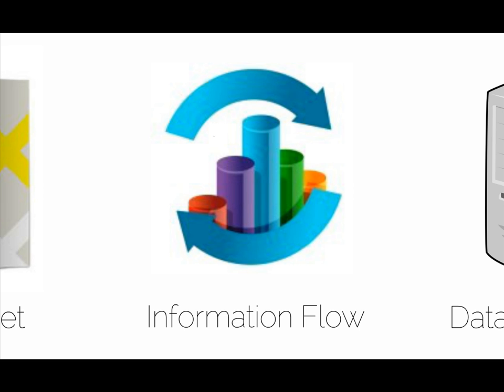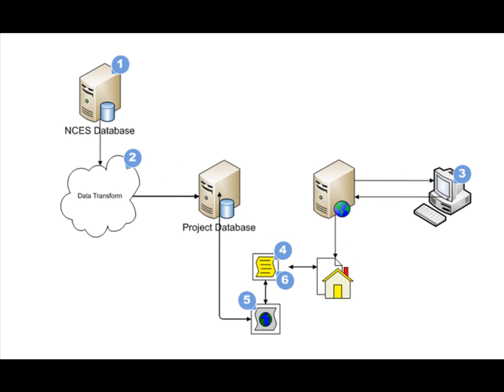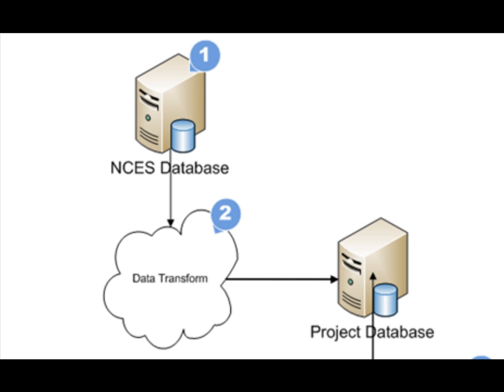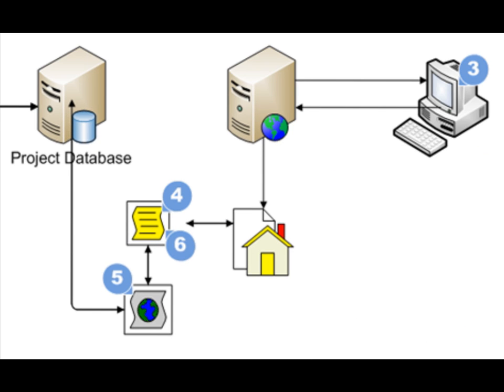Next, we will discuss the information flow of our project. Data is sourced from the National Center for Educational Statistics. Currently, this is a manual process as the NCES does not provide APIs for data retrieval. Next, the data is placed into a specific format in order to be brought into the project database.